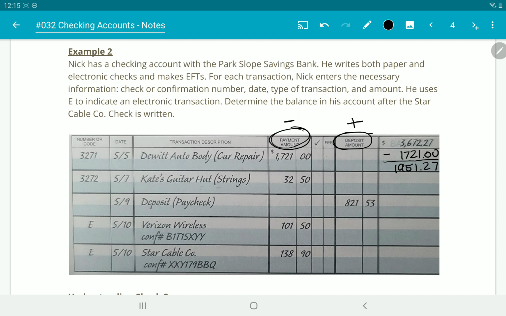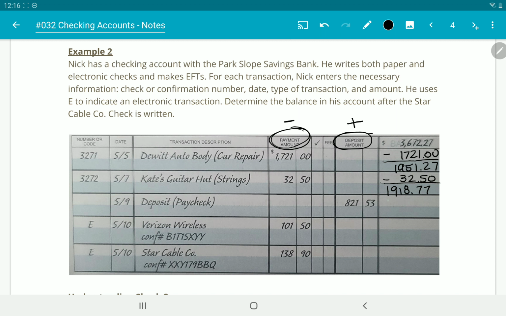Now we go to the next one. He bought strings from Kate's Guitar Hut, and so now they made a payment of $32.50. Since it's a payment, we're going to subtract again this $32.50, and then we're going to figure out the new balance. So we're going to take this 1951.27 and subtract $32.50 from it to get 1918.77.